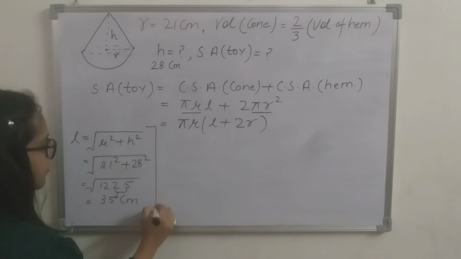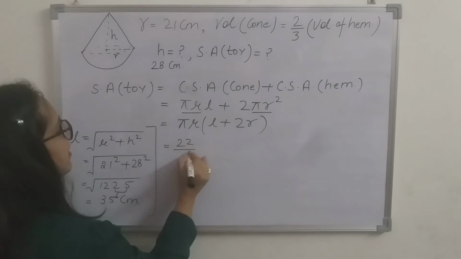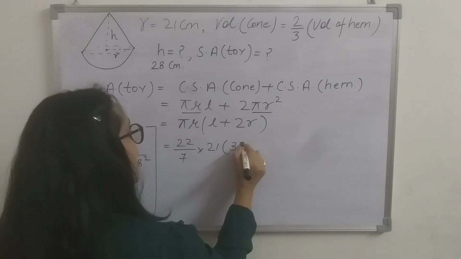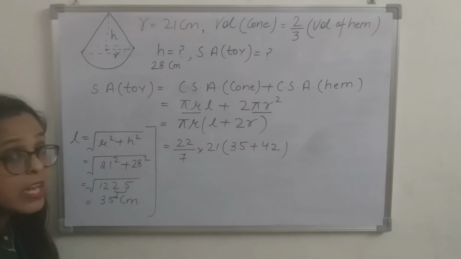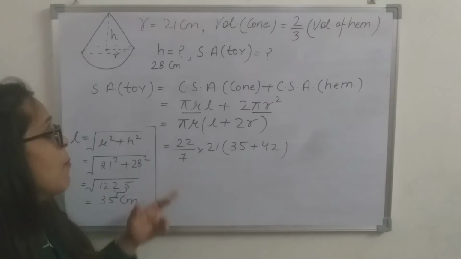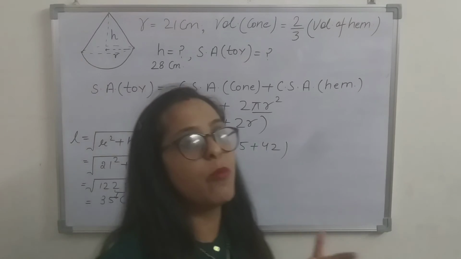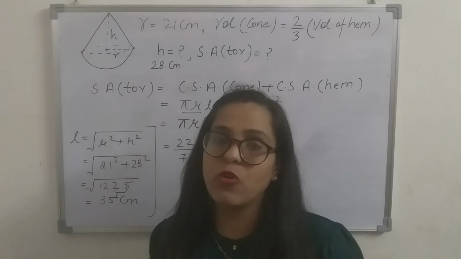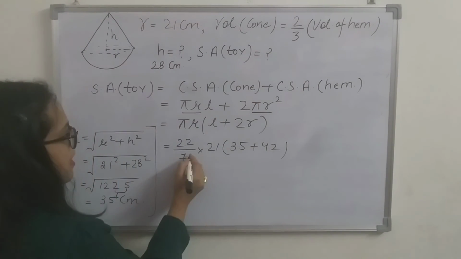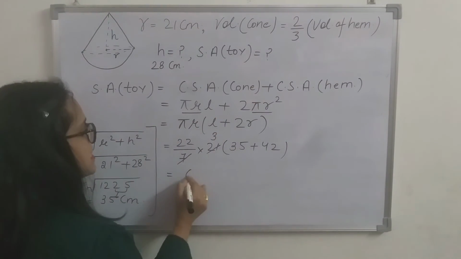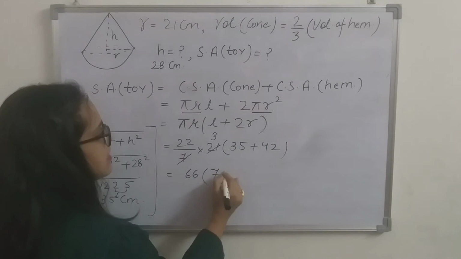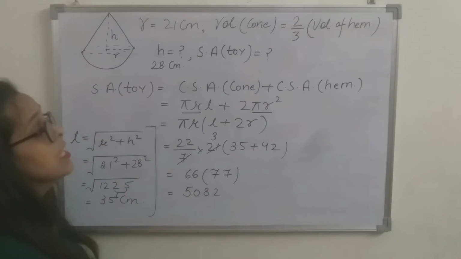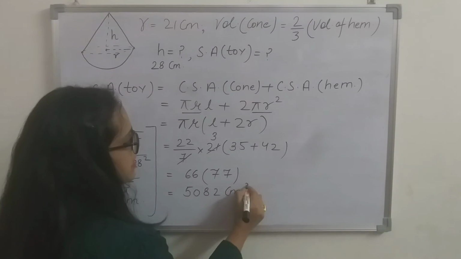Pi is 22 upon 7, r is 21 centimeter, l we have found 35 and 2r will be 42 because r is 21. Okay, the pi value you can take 22 upon 7 or 3.14 as per your choice if not given in the question. If given in the question you have to take the same value. Okay, now 7 will cancel this 3 and you will get 66 outside the bracket, and here you will get 77. When you multiply you will get 5082, and this is a surface area, so in this way its unit will be centimeter square.